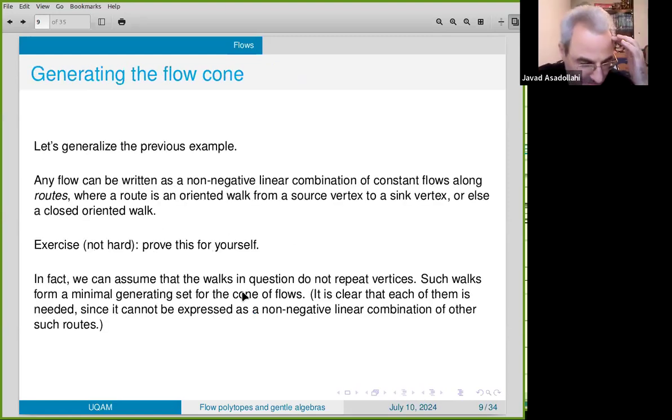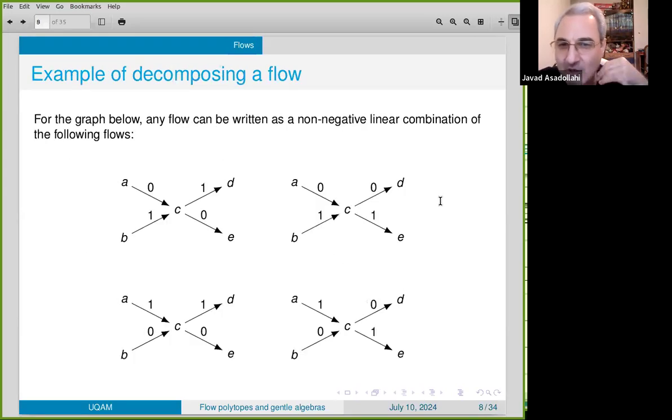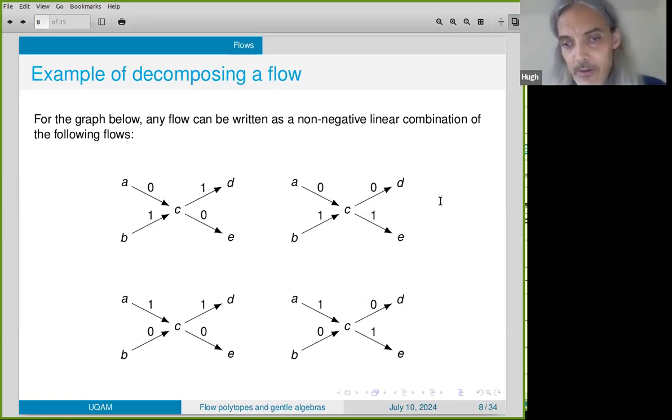I have a question. Yes. For the vertices in V0, do we assume that the number of incoming arrows should be equal to the number of outgoing arrows? We don't assume that in general. All we're really assuming is that the sum of the flow on the incoming edges should be equal to the sum of the flow on the outgoing edges.